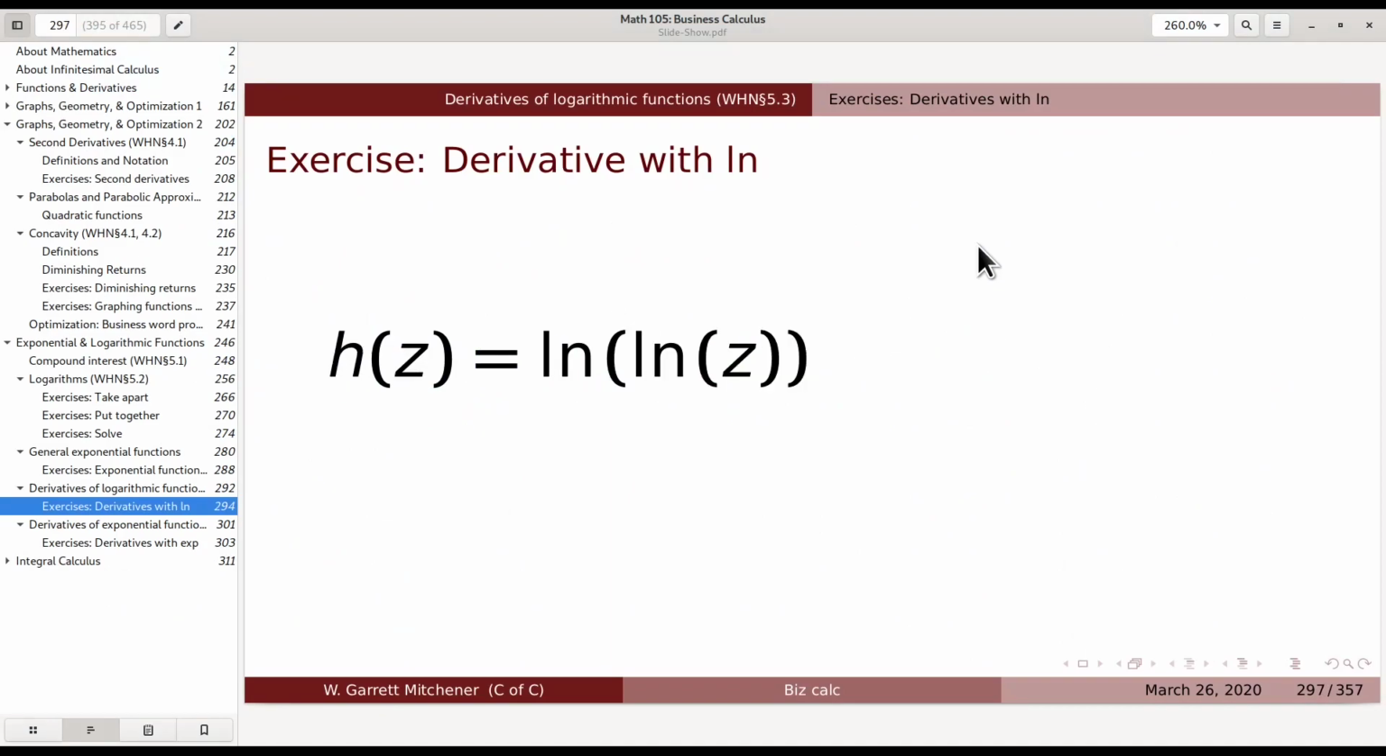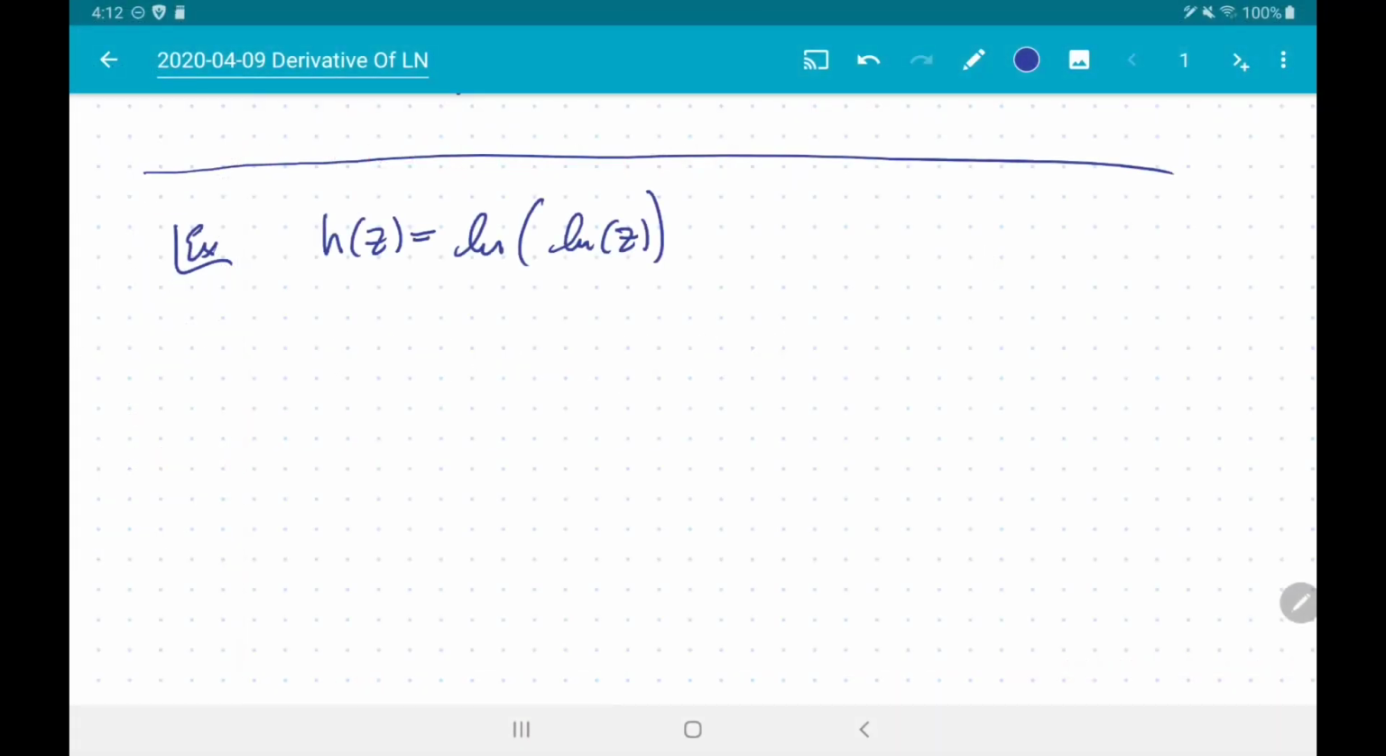Let's work another example. This one is one of these tongue twisters that you sometimes get in mathematics. You'll see what I mean when we work this out. We're going to look at h of z equals ln of ln of z, and do the derivative. Here's where you've got to keep your thinking caps on. Take a minute, try this out, and see what you can come up with.